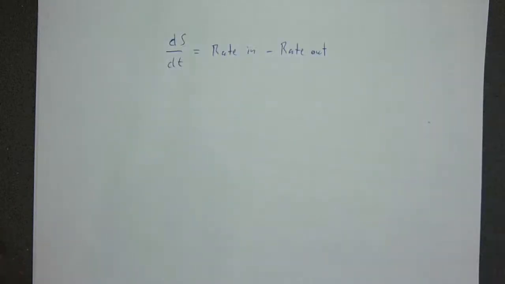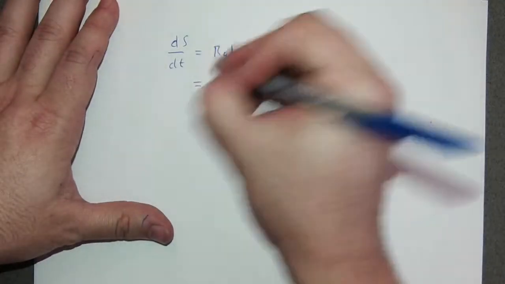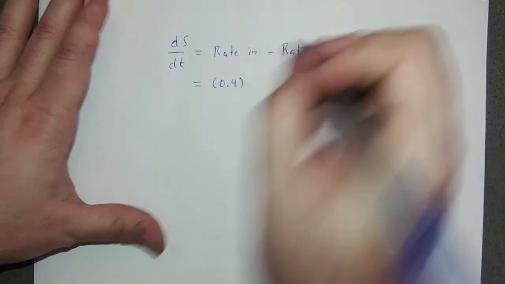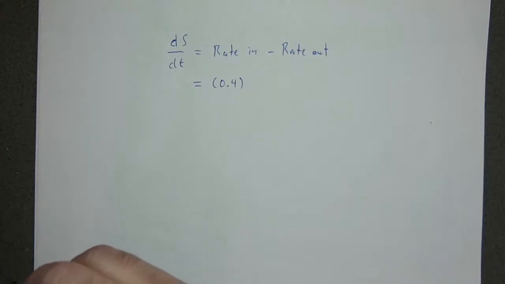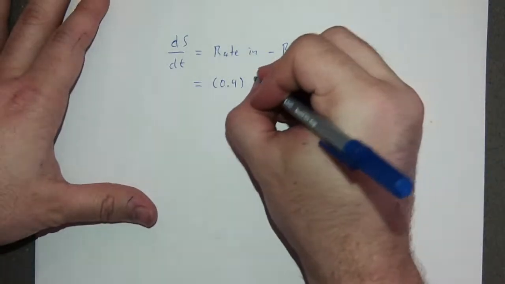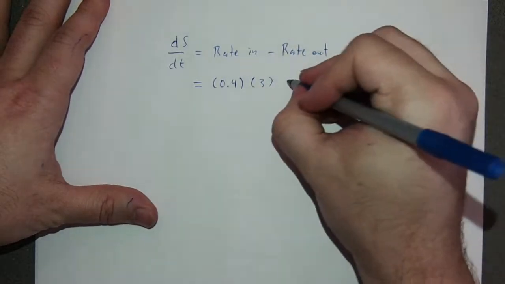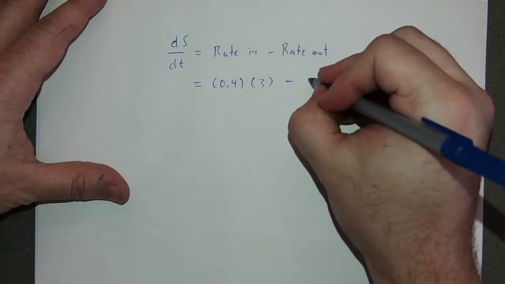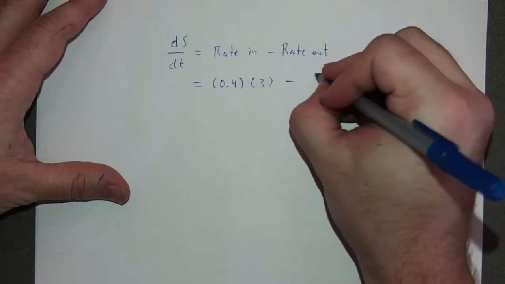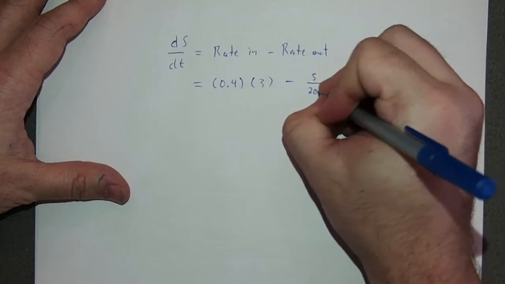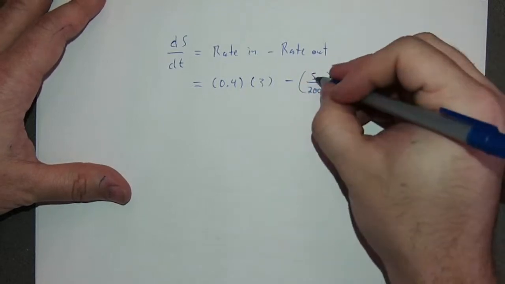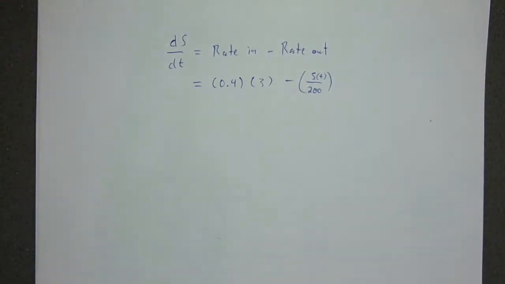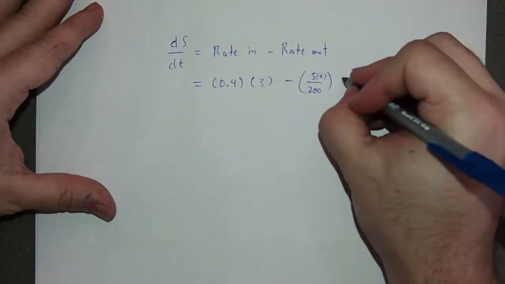Okay, so the inflow is 0.4 times the rate, which is 3, minus the rate out, which is C of t, which of course I can write as S over 200. So this is S of t over 200 times the same rate, 3.